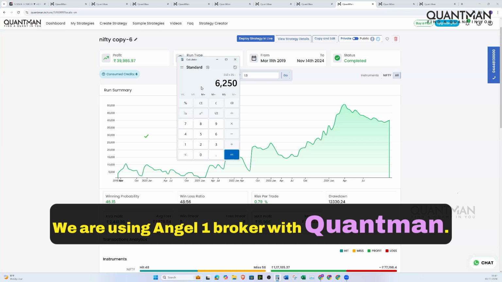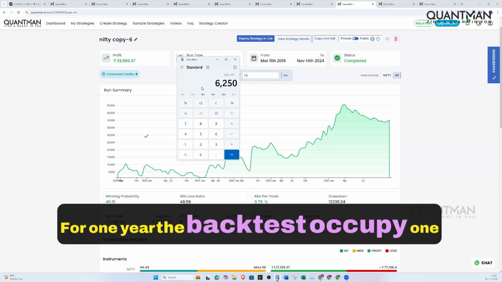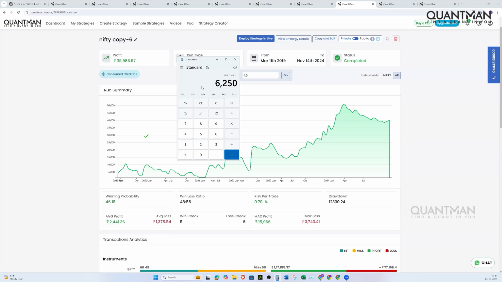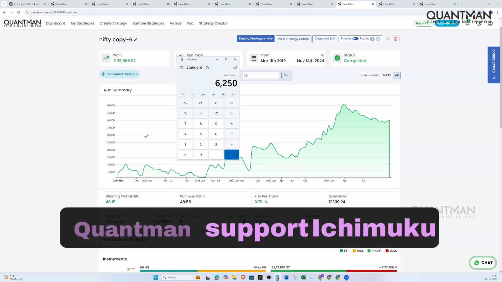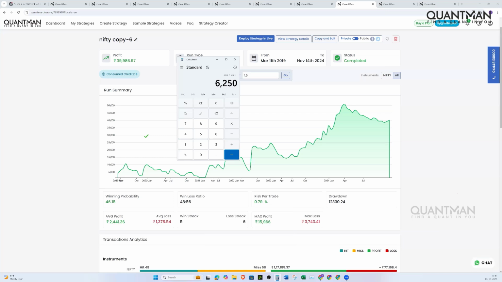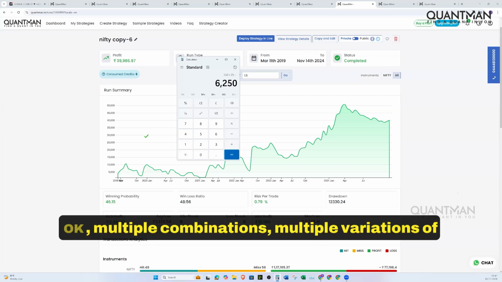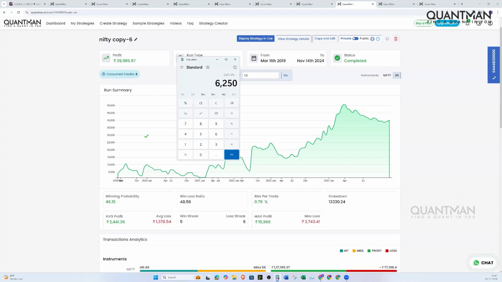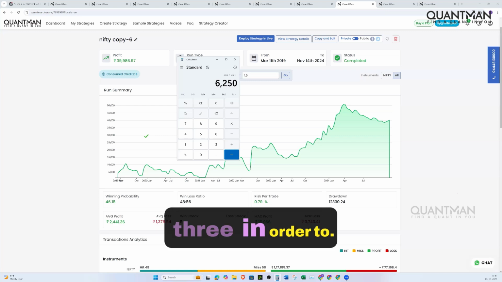We are using Angel One broker with Quantman. For 1 year, the backtest occupies 1 credit. Ichimoku you need to do separately. In Quantman, they support the Ichimoku cloud. To improve the strategy, we work on it daily, sir. We are working on multiple combinations and variations of indicators. In upcoming days, selling will require a minimum of 3.